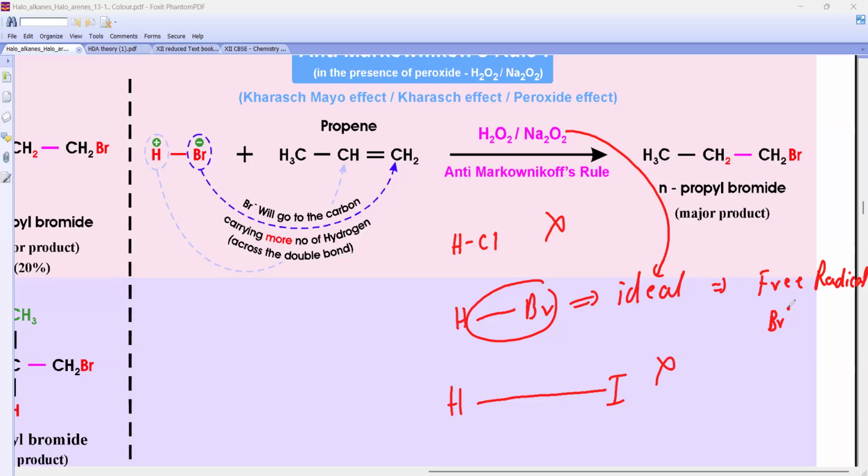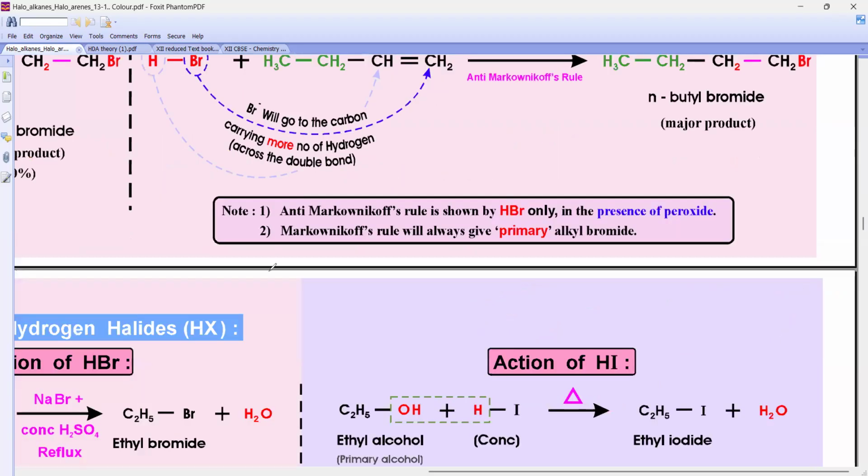Anti-Markovnikov addition should be followed only and only when there is both peroxide and HBr. That is why I have written it here below. Can you see this? Here I have written everything, beta. Look here, what was missing, I told you, na? Here, look, HBr and peroxide both. And look, anti-Markovnikov will always give you primary alkyl halide, only bromide, because it is possible only with HBr.